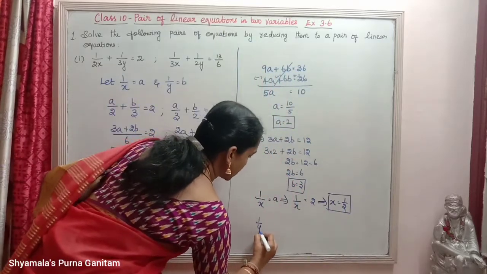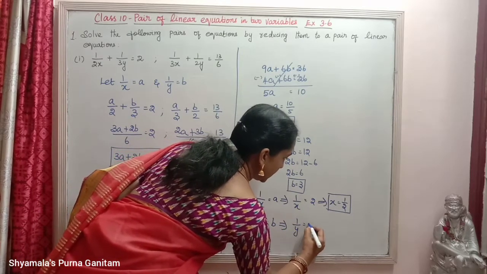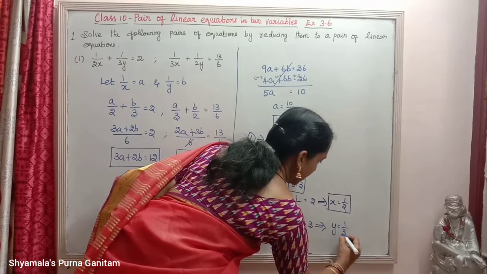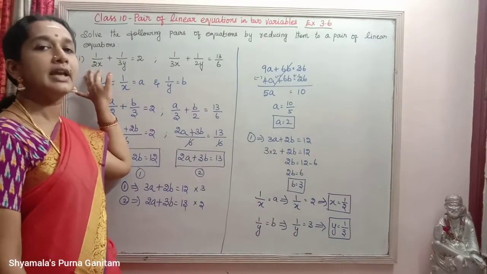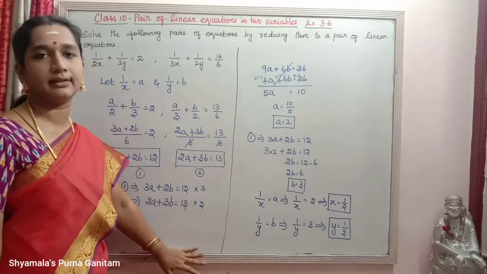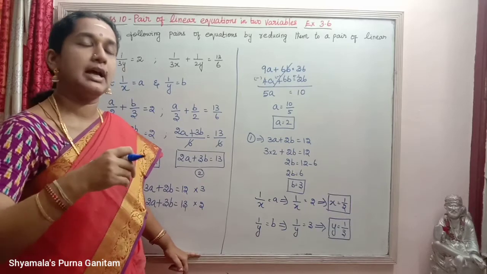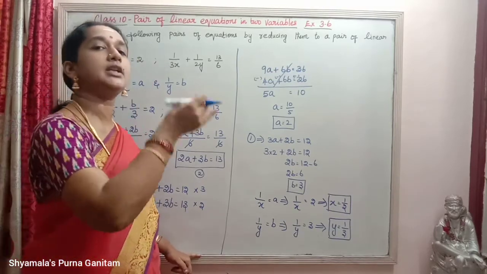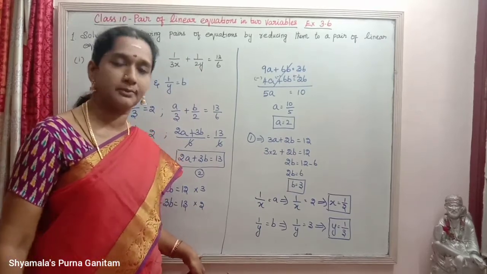In the same way for y also, 1 by y is equal to b. So 1 by y is equal to 3, so y is equal to 1 by 3. So this is how it has to be solved. When we have the variables in the denominator, we have to do it like this only. We will take 1 by x and 1 by y as some other variables, find the value of those, substitute in 1 by x and 1 by y, and then find the value of x and y.